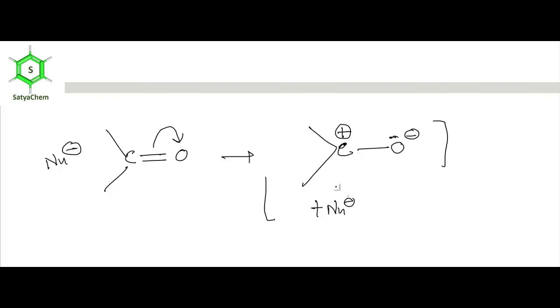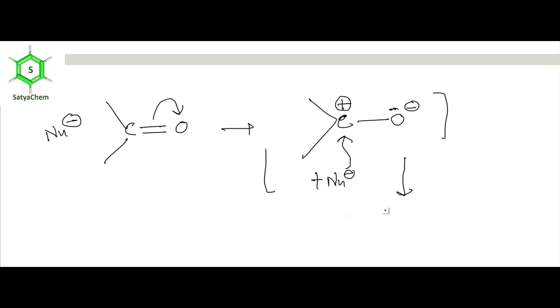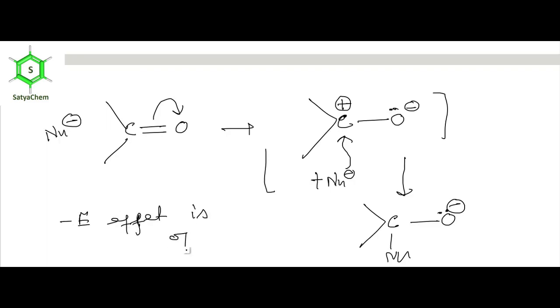Now we know most organic reactions occur through an ionic mechanism, like a combination of positively charged and negatively charged species. So the nucleophile is a negatively charged species and here carbon is positively charged. So the nucleophile attacks the positively charged carbon. Then we get a new carbon nucleophile sigma bond and O minus. Obviously this is minus E effect. Here minus E effect is operating.